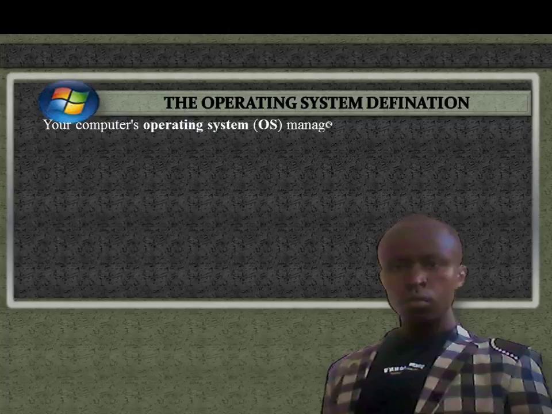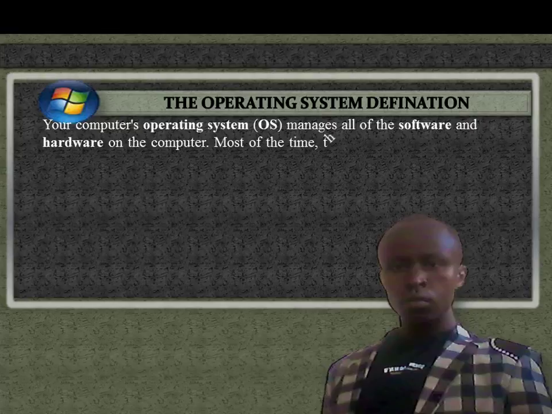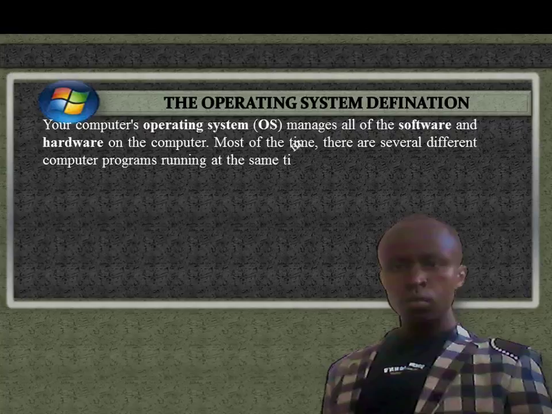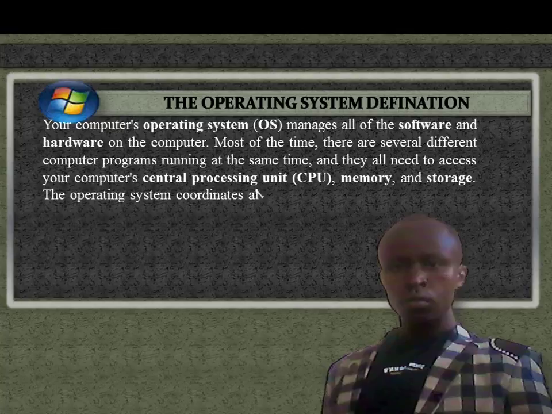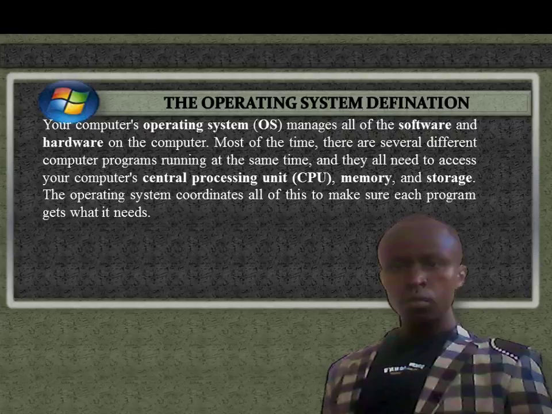Sometimes you may be running different programs at the same time, and all these programs require access to your computer's CPU, memory, and also the storage. It is the mandate of the operating system to make sure that each and every program is accessing all these at the same time, or any time that it requires them. So the work of the OS is to coordinate all of these operations to make sure that each program gets what it needs.